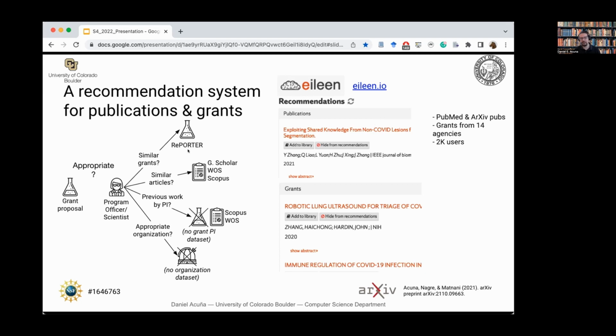But basically, we created a recommendation system that would allow you to find the boundaries of publications and the boundaries of grants simultaneously. So you will find something, and then it will recommend, okay, given the things that you like, these are the things that are related in publication space and grant space.